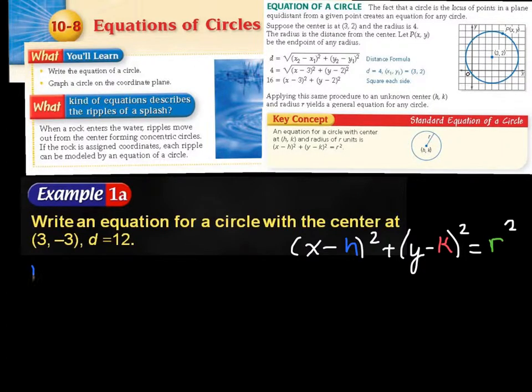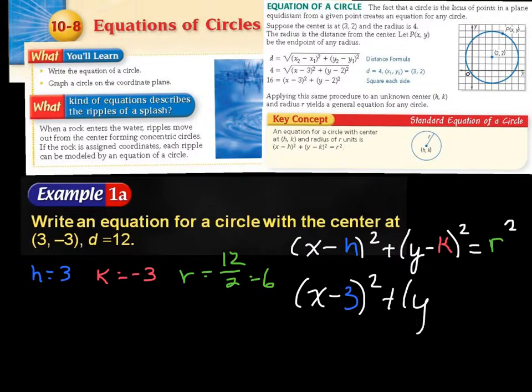Well, h is 3, and I can see k is negative 3. r is a little bit more tricky because to get r, I'm going to have to take 12 divided by 2, which is 6. But once I've got it, I can just plug into my handy-dandy formula. I'm going to have (x minus 3) squared plus (y minus, minus negative 3 turns it to a plus 3). That's not terrible. Squared equals, and we said r was 6, squared.